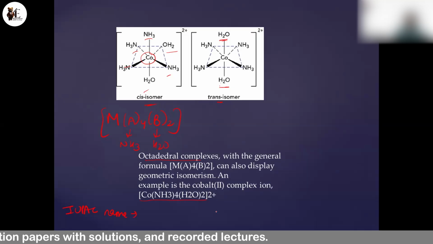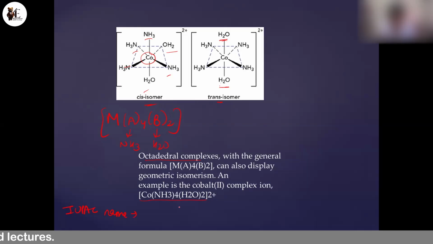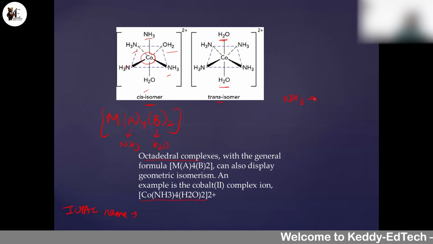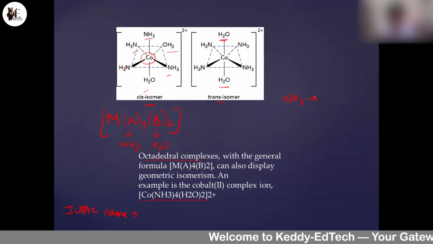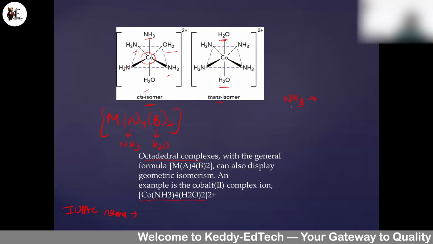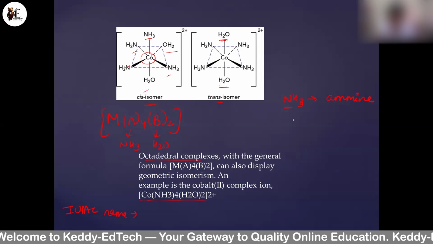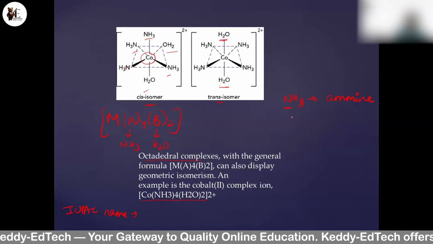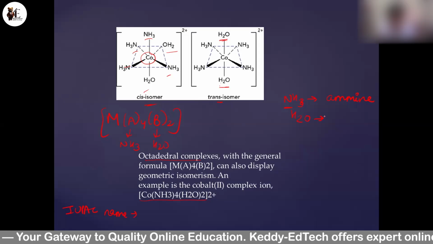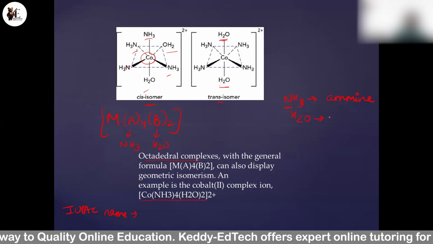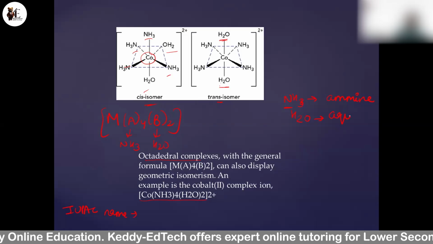First of all, we will write the name of the ligands and then the central metal atom. So how many ligands are involved here? 6, ma'am. So first, what is the name of this NH3 ligand? It is ammine. And the name of H2O? Water. In the IUPAC naming, you write it as aqua.